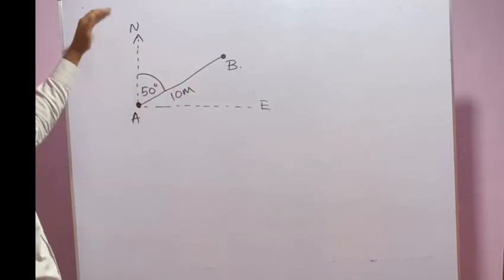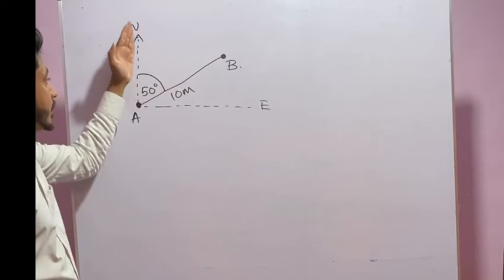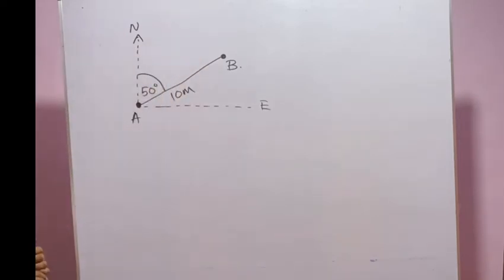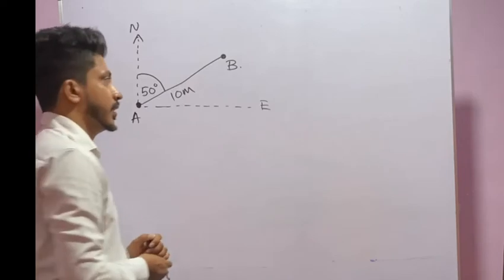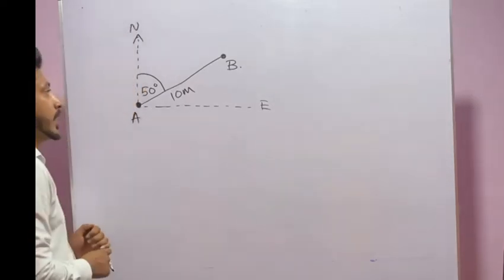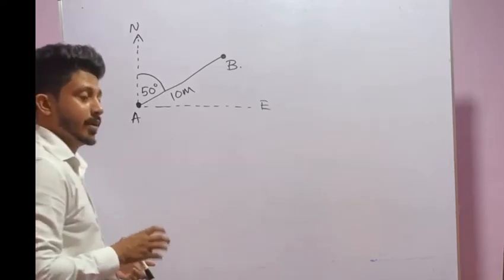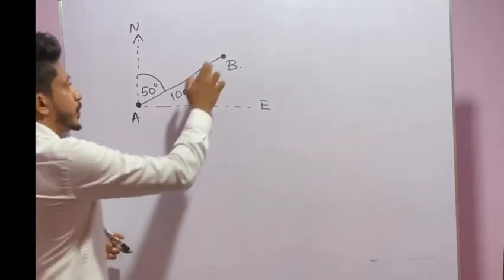So we can say from north to east it is 50 degrees. Likewise we can express the direction and the magnitude of the displacement or the position. So here it is very useful. Displacement is very useful.